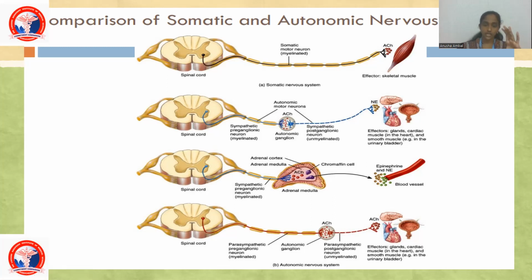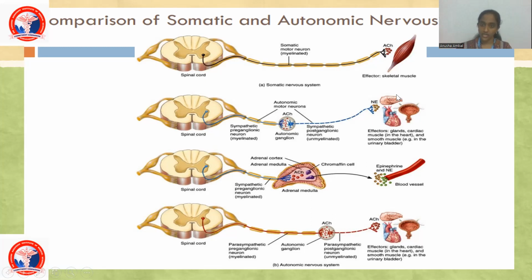Any ganglion you take, the preganglionic neuron will be myelinated, and the postganglionic neuron will be unmyelinated. In the sympathetic, the preganglionic neuron will be small and the postganglionic neuron will be long. In any nervous system, at the level of the ganglia there will be release of acetylcholine only, whether it is a parasympathetic ganglia or a sympathetic ganglia. Whereas at the effector cell, there will be a difference.